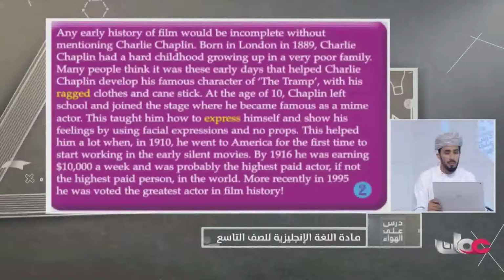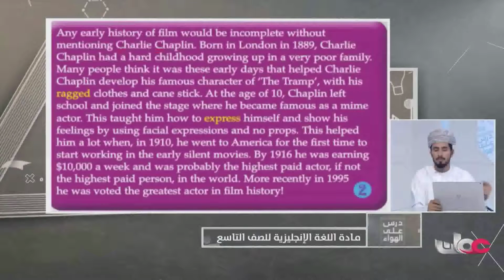An early history of film would be incomplete without mentioning Charlie Chaplin. Here we find that Charlie starts with a capital letter, so it is a proper name, and Chaplin as well. Charlie Chaplin, born in London in 1889. Charlie Chaplin had a hard childhood growing up in a very poor family.